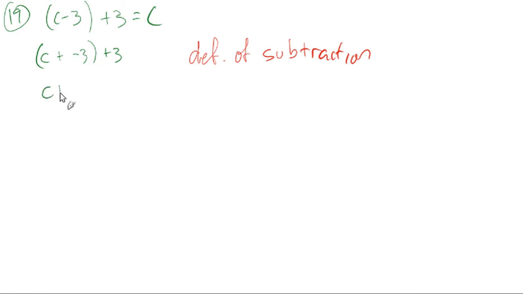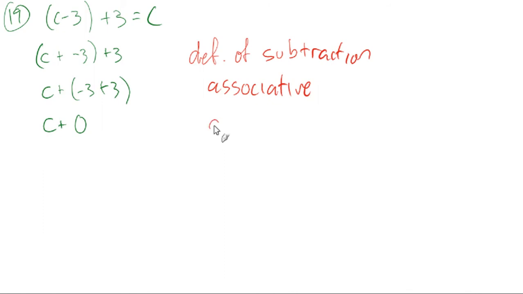Then let's say c plus negative 3 plus 3. That's called associativity, or the associative property. And then negative 3 plus 3 is 0, because 3 and negative 3 are additive inverses. Okay, and c plus 0 is just c, because 0 is the additive identity.